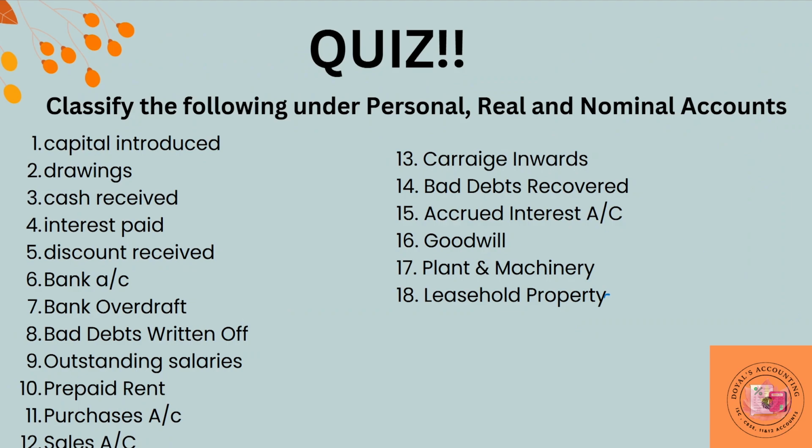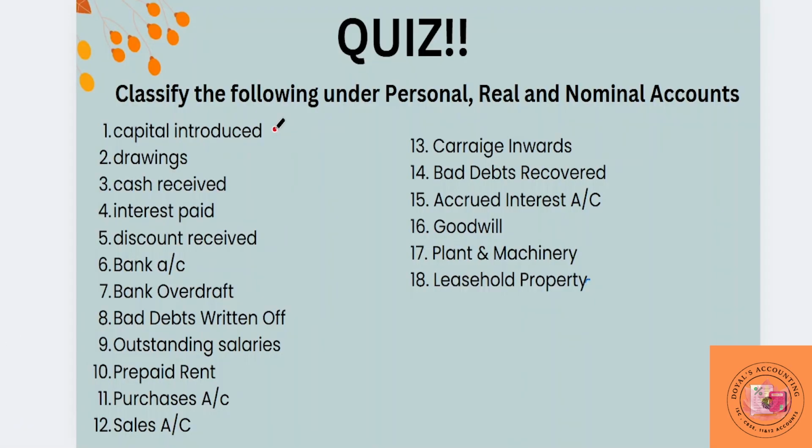Now that we have seen what real, personal, and nominal accounts are, let's try and identify these accounts into these three categories. Capital introduced. Capital by nature is a personal account. So I will be writing here personal account. Next, drawings. Even this will be a personal account because it is related to the owner and the enterprise.